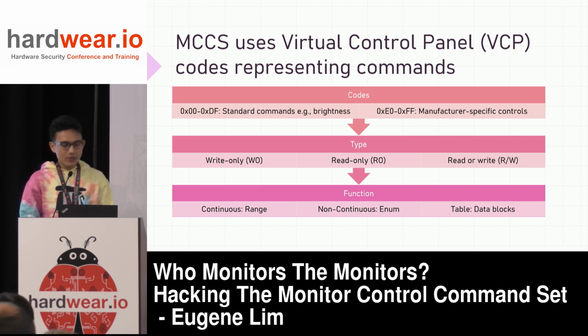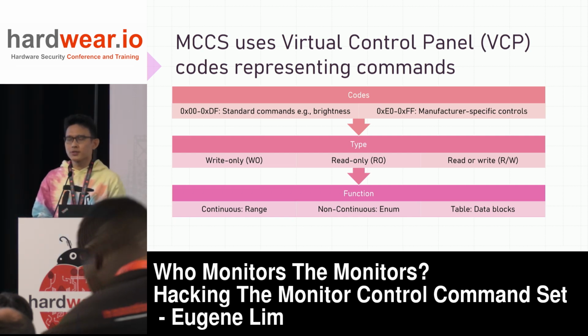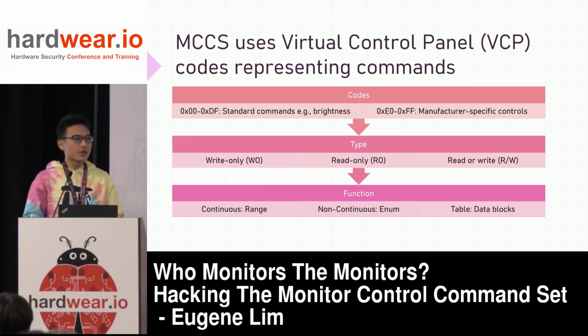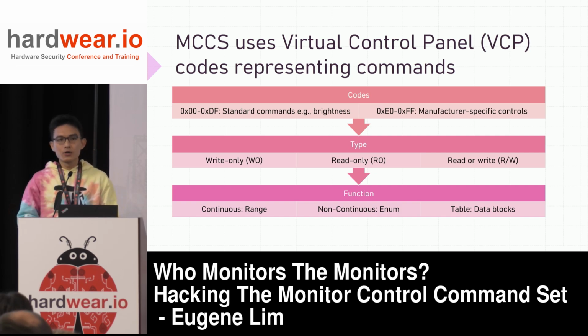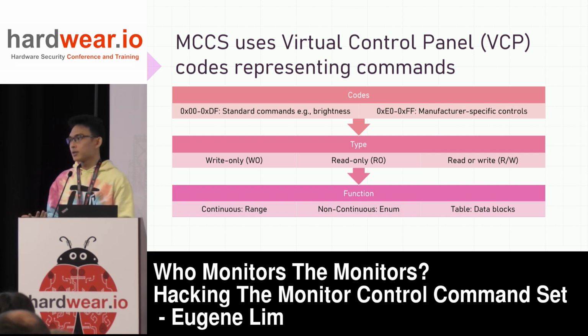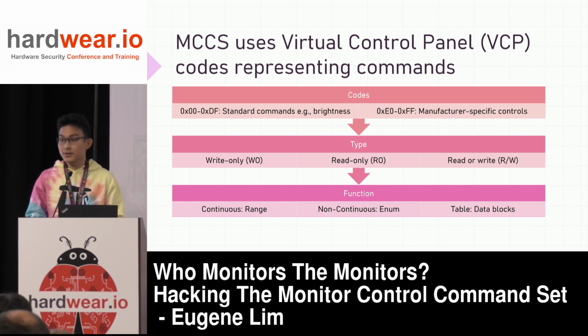Okay, so let me break down MCCS. What does MCCS do? The main way that it communicates with the display monitor is with Virtual Control Panel codes. Basically there's an opcode, 0 to 255, representing various commands, for example brightness or contrast. These opcodes have different types: they can be write-only, read-only, or read-write. For example, you may want to read and write a brightness setting, but you may not need to write metadata that's stored on the monitor, like the serial number.